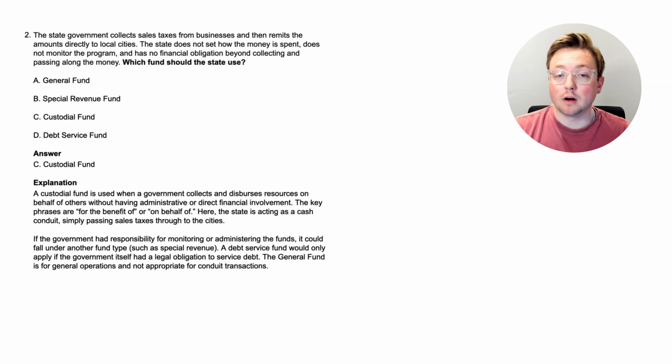The key phrases are for the benefit of, or on behalf of, or for another government, whatever. A lot of times that's pointing towards fiduciary and especially custodial fund. Here, the state is acting as a cash conduit, simply passing sales taxes through to the cities. So they collect the sales taxes, but then they're just passing it directly through to the cities.